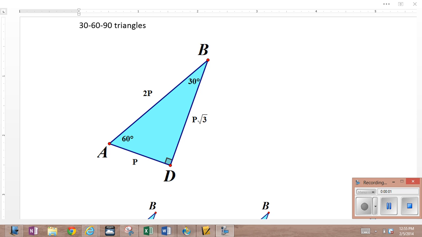to run through some examples on determining the missing sides of a 30, 60, 90 triangle. Okay, so let's begin. Remember the relationship that we established. For any 30, 60, 90, if you had the short side, you doubled it and got the hypotenuse, and you took the short side and multiplied it by root 3 and got the long side. Okay, so let's take a look then.